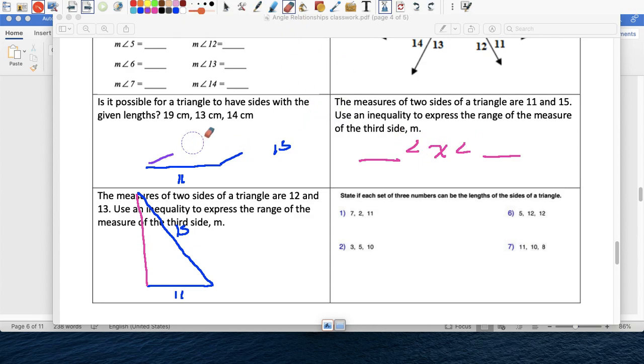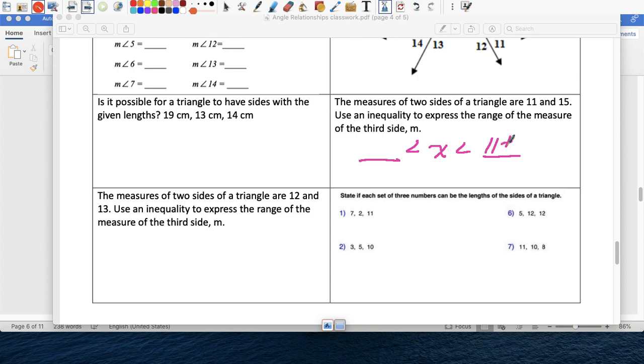And how do we find those two values? Well, what do we say in class? The shortcut is that we can find the sum of 11 and 15. So I'll write 11 plus 15. And then to find the minimum value, we're going to subtract 15 minus 11. So on the downside, on the small value, x has to be between 4 and 26. So that third side can be any number between 4 and 26, but not including 4 or 26.